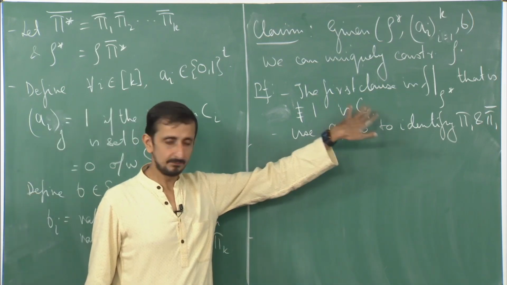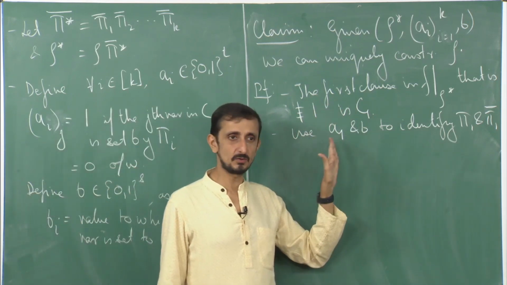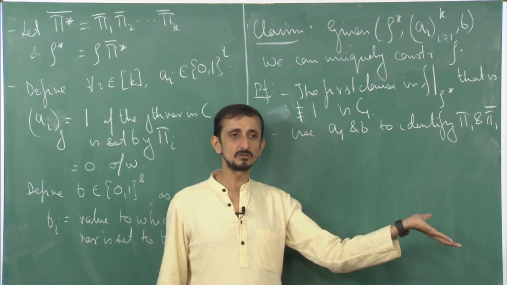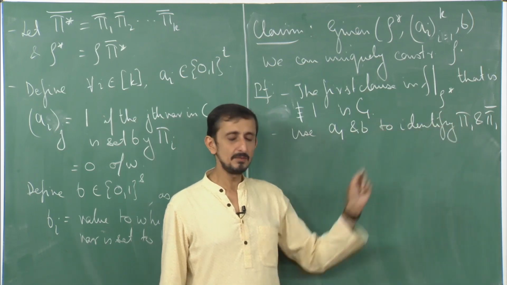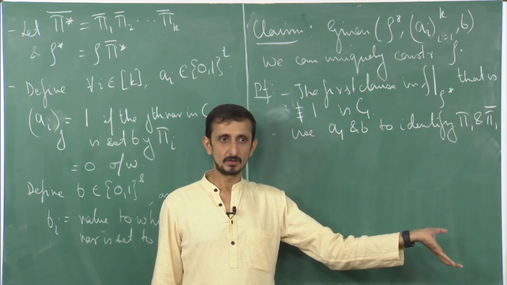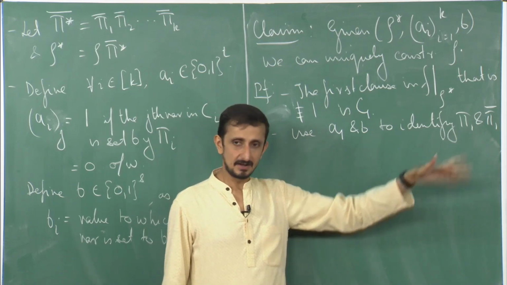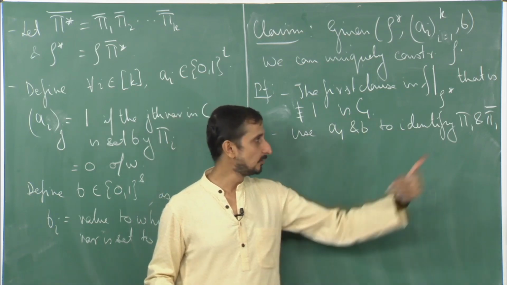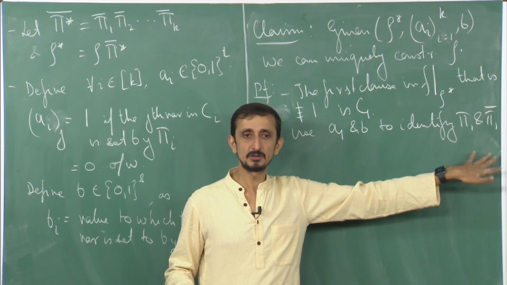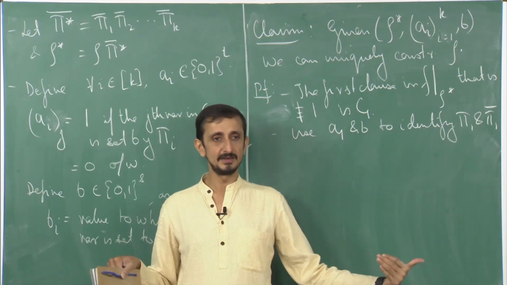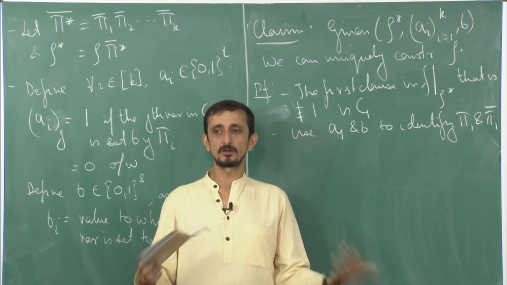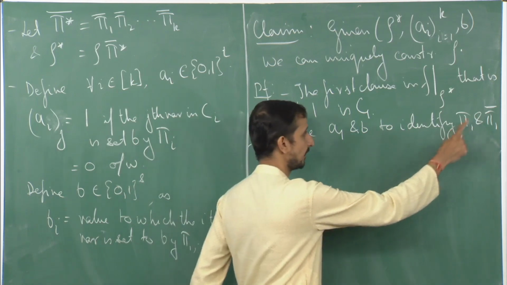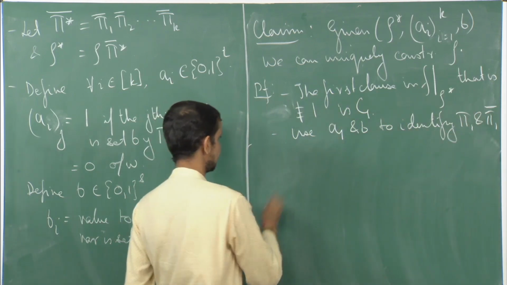So I have C1. I look at A1 first. A1 will tell me exactly which are the variables which were set by pi 1. I know what those variables are. B will tell me what those values were that they were set to. So it now tells me what pi 1 is. Now, once I know pi 1, I have my clause C1. I can look at the clause and at my values of pi 1 and I can get pi 1 bar, because pi 1 bar is a unique setting of those variables such that that clause does not become 1. So I have gotten pi 1, pi 1 bar and C1.